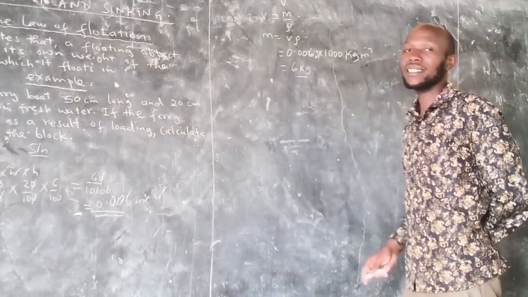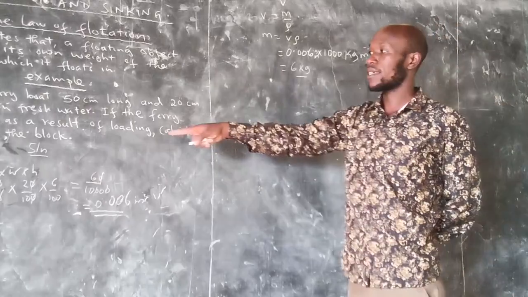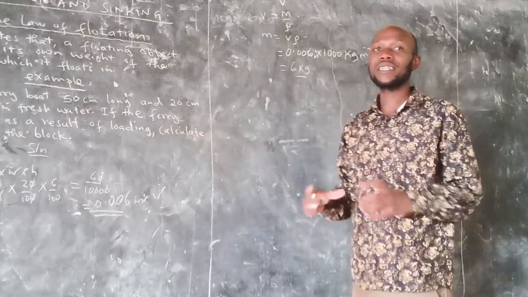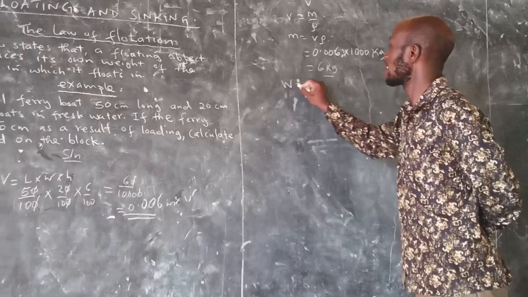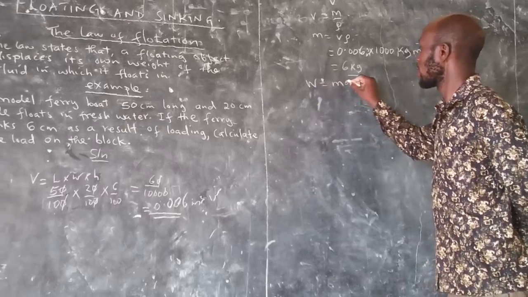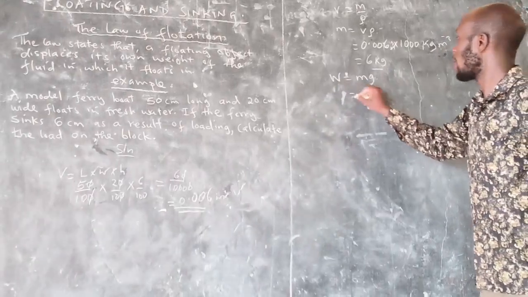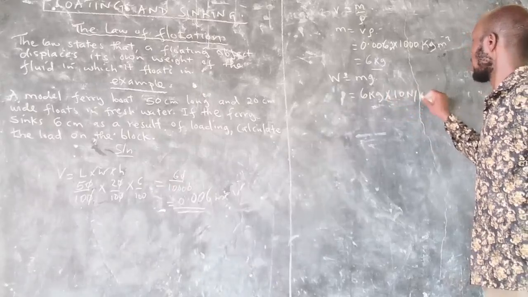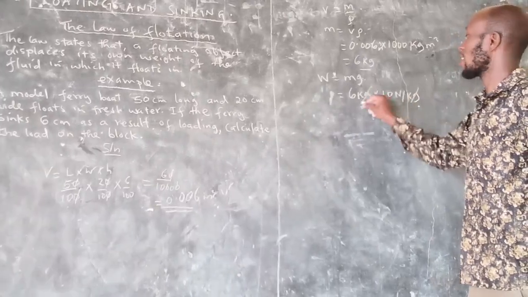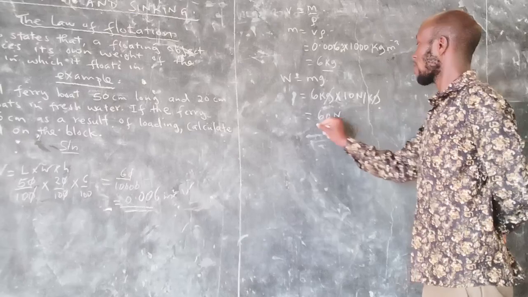Now, we have been asked to get the weight, calculate the load. It means the weight of the load that was put on that model ferry. And we know very well that weight is given by mass times the acceleration due to gravity, which is 10 newton per kilogram. Therefore, our mass is 6 kilograms multiplied by 10 newton per kilogram. And therefore, kilogram will cancel with kilogram. We remain with 60 newtons.